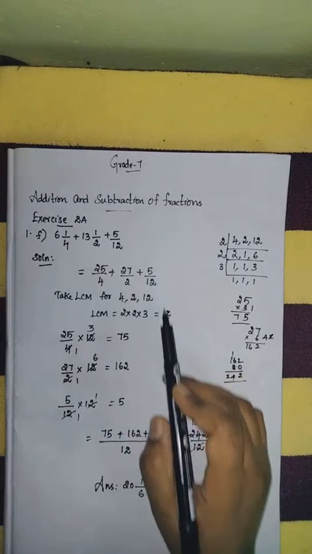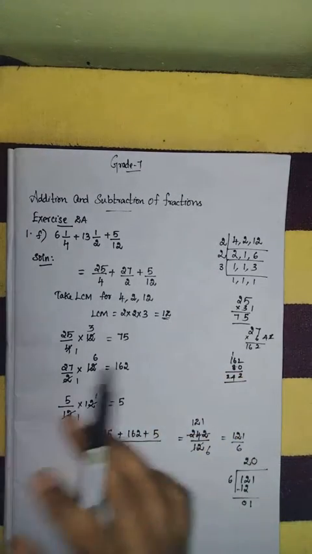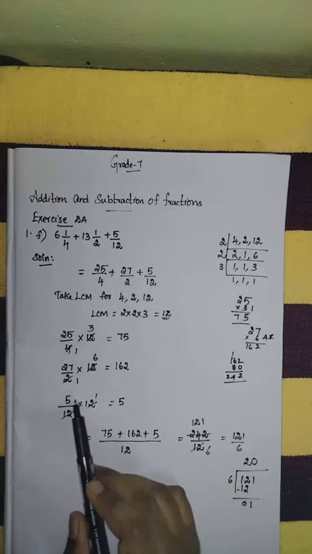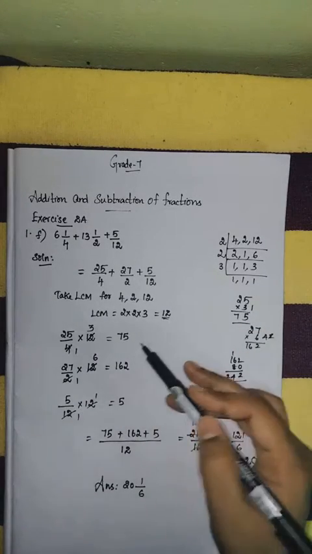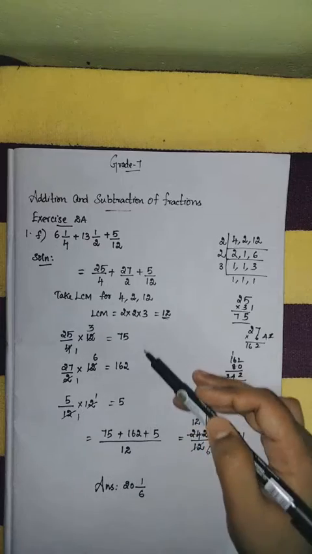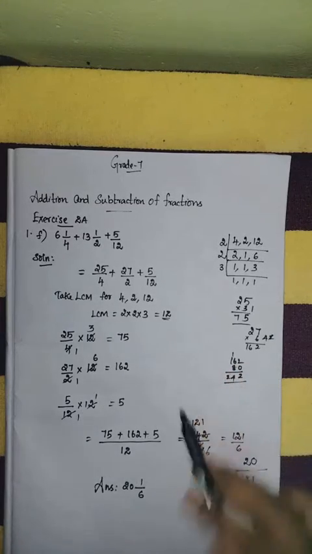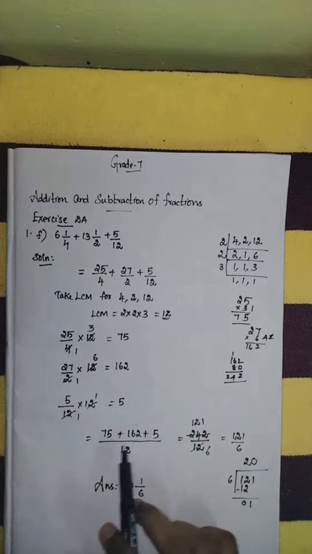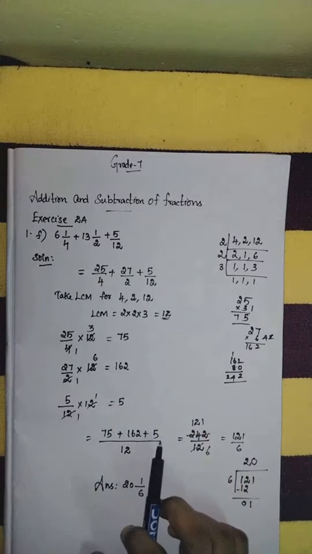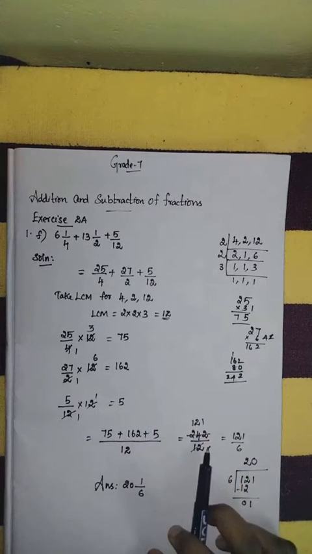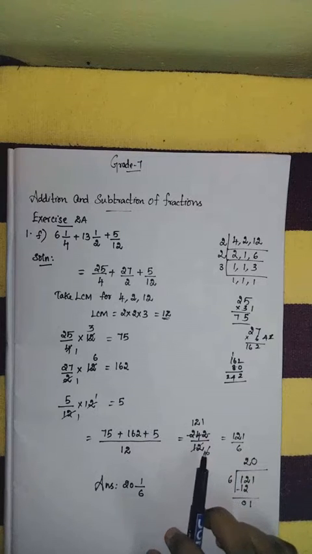See, 5 by 12, your LCM is also 12. So the numerator will not change. You will be getting the same numerator. So we are getting the answer 5. So these are all the new numerators: 75, 162 and 5. So I am adding all the numerators. 75 plus 162 plus 5 by 12. So your answer is 242 by 12.